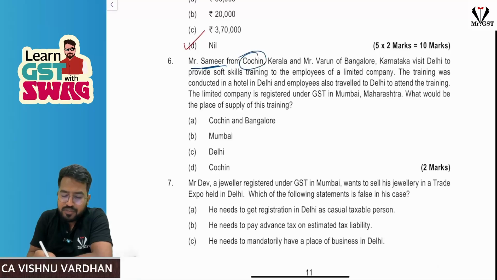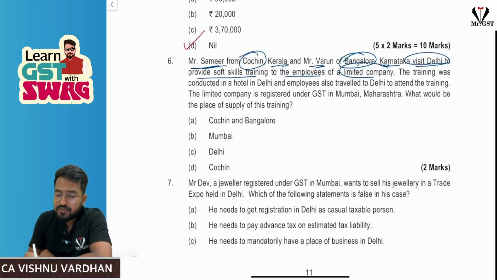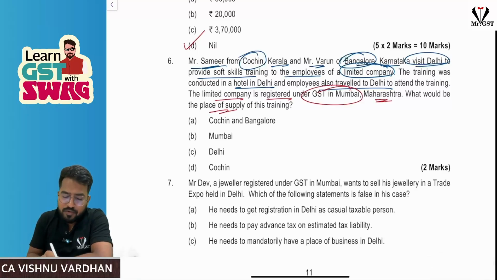Number one, that is MCQ number 6. Mr. Sachin from Cochin, Kerala, and also Mr. Varun from Bangalore, Karnataka visit Delhi to provide soft skill training services to the employees of a limited company. Training was conducted in a hotel in Delhi, and employees also traveled to Delhi to attend the training. The limited company is registered under GST in Mumbai, Maharashtra. What will be the place of supply?